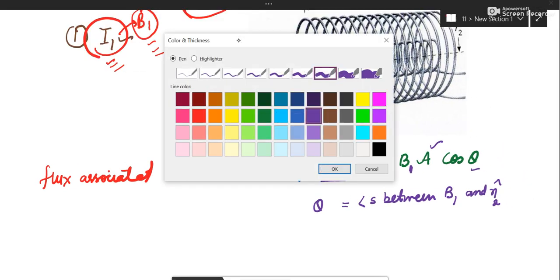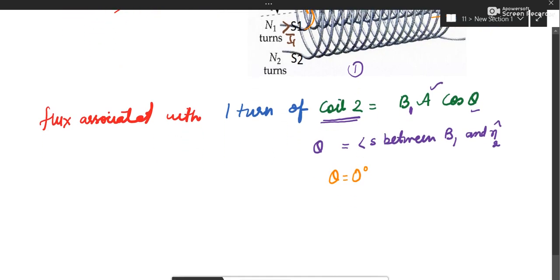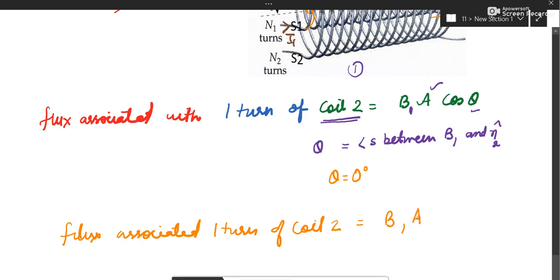So let us show the angle now. The current is flowing through the smaller one, right? So what will its field be like? This is the field and this normal will be like this, of the second coil. So theta is 0, cos 0 is 1. So we can write the flux associated with one turn, which has to be written very properly, of coil 2. Please do not change it to coil 1. So it is B1A because cos 0 is 1.